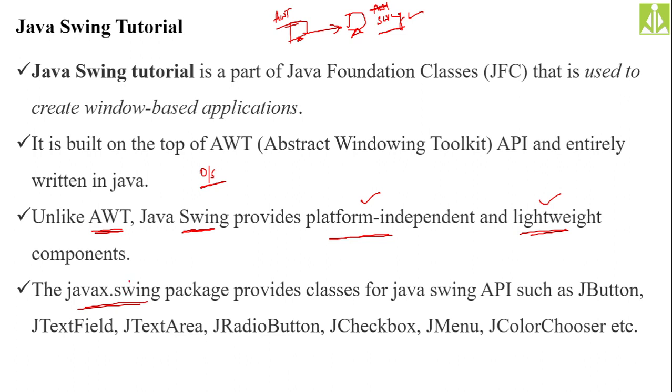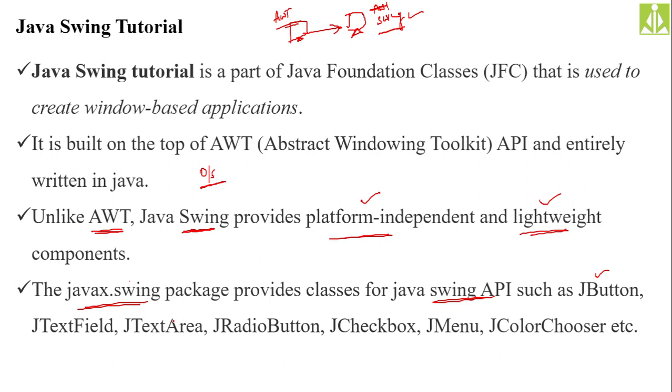Okay, the javax.swing package has all the classes which are available inside the Swing API. What are those classes? Simply prefix J to the AWT classes. Whatever AWT classes we have, simply put the letter J before the beginning of that class name and you will get the Swing class, the Swing API class. Like we have the Button class in AWT, and if you put JButton, it is a Swing API class.